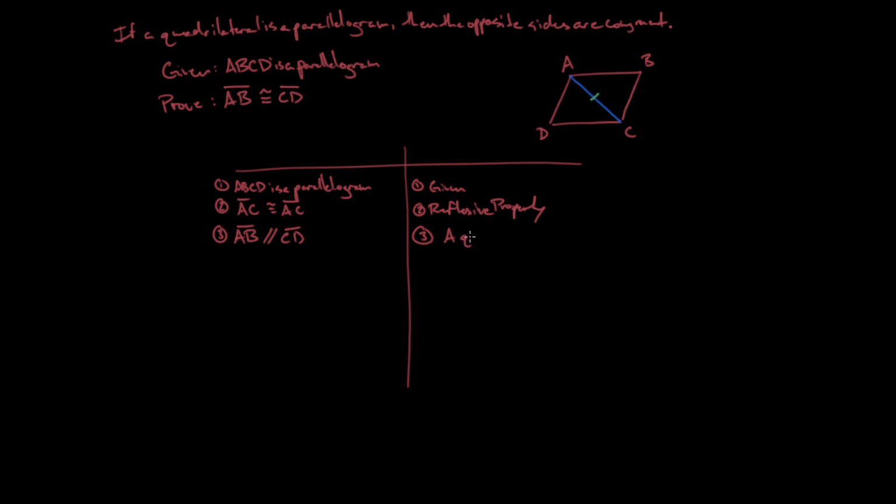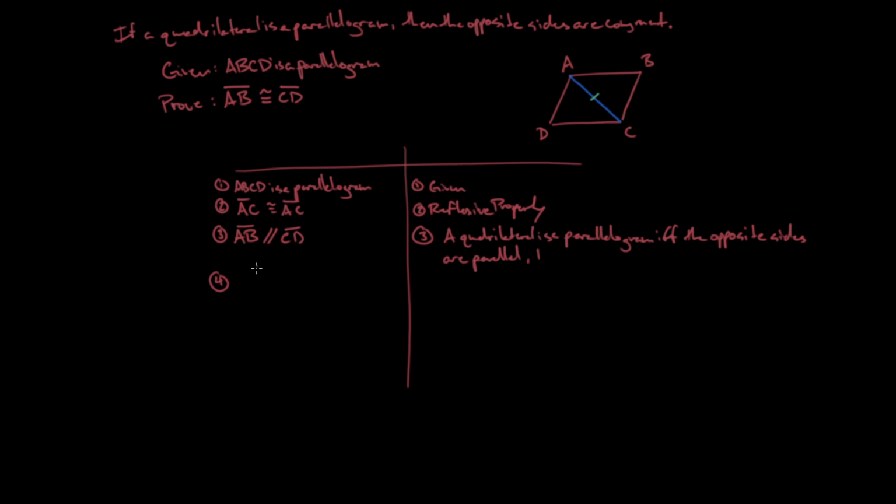A quadrilateral is a parallelogram if and only if the opposite sides are parallel. The opposite sides are parallel. And that comes from step 1, where I said it was a parallelogram. And then I'm going to do the exact same thing for my other pair of sides.